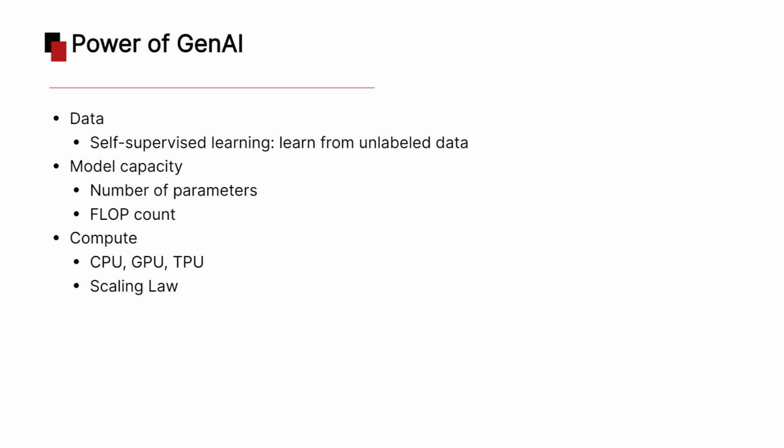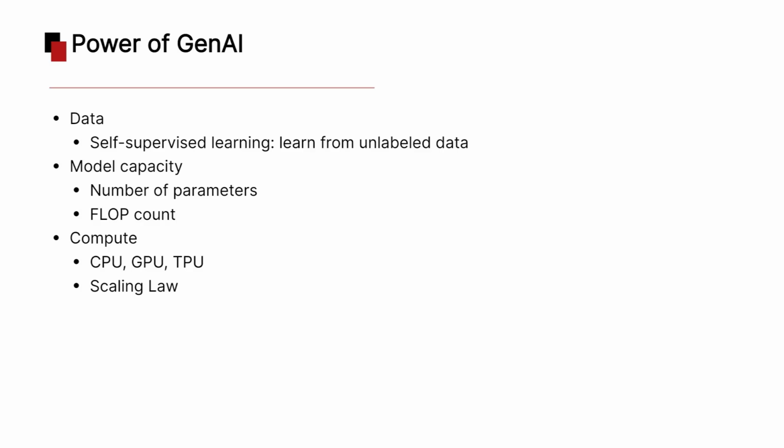2. Model capacity. Model capacity refers to how much the model can actually learn and store. 2 key measures are number of parameters. These are like the memory cells of the network, and modern models can have hundreds of billions of them. More parameters often mean the ability to capture more nuanced relationships, though with diminishing returns. Flop count, the number of floating point operations needed for training or inference. This measures computational complexity and is tightly linked to both cost and capability.